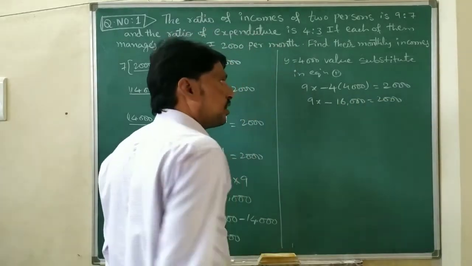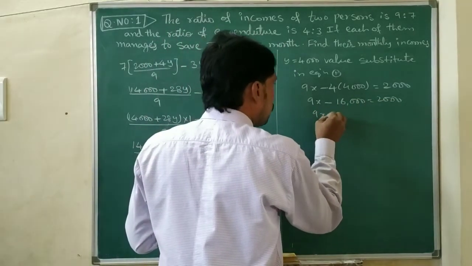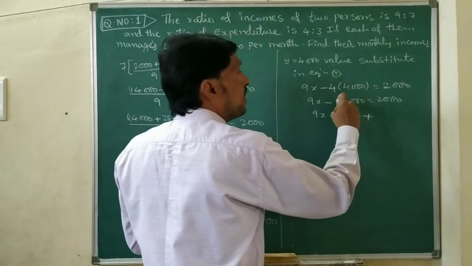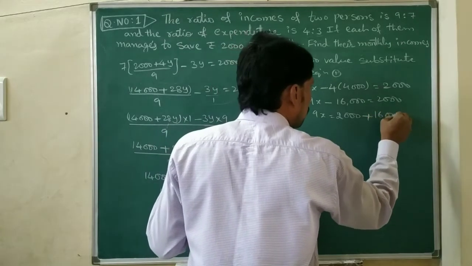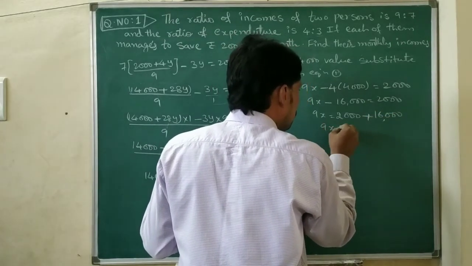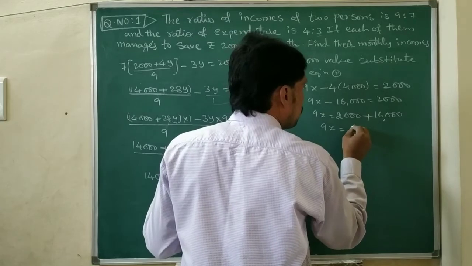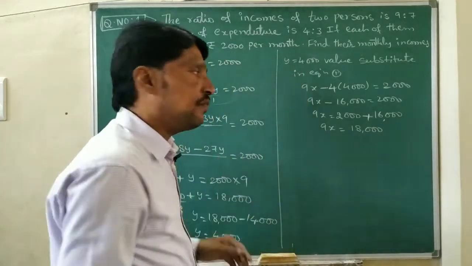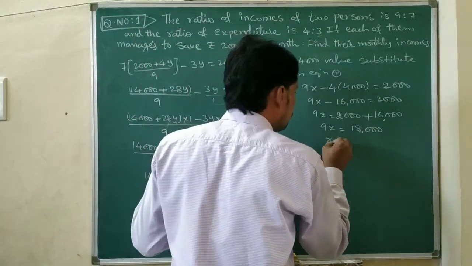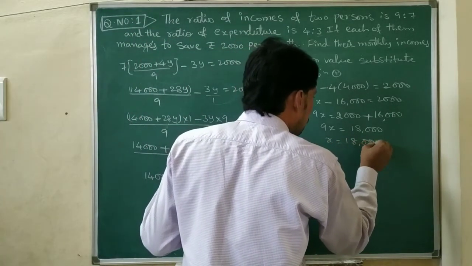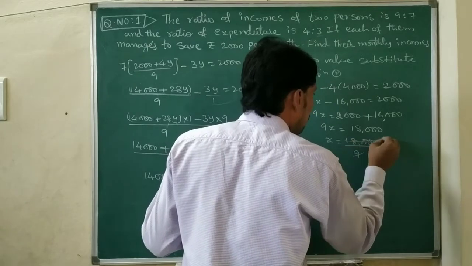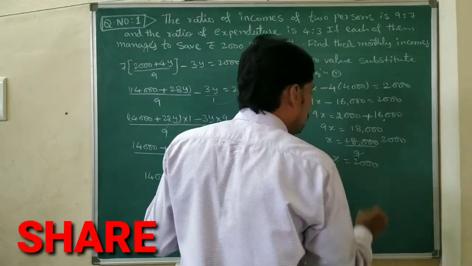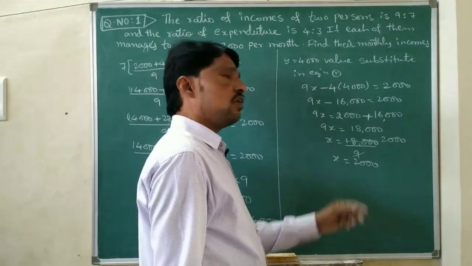So the 16,000 you have to transpose. 9x equal 2000 as it is, minus becomes plus 16,000. So 9x equal 16 plus 2, that is 18,000. We only need the x value. So x equal 18,000 by 9. 9 ones are 9, 9 2,000s are 18,000. So x equal 2000. We got x equal to 2000.